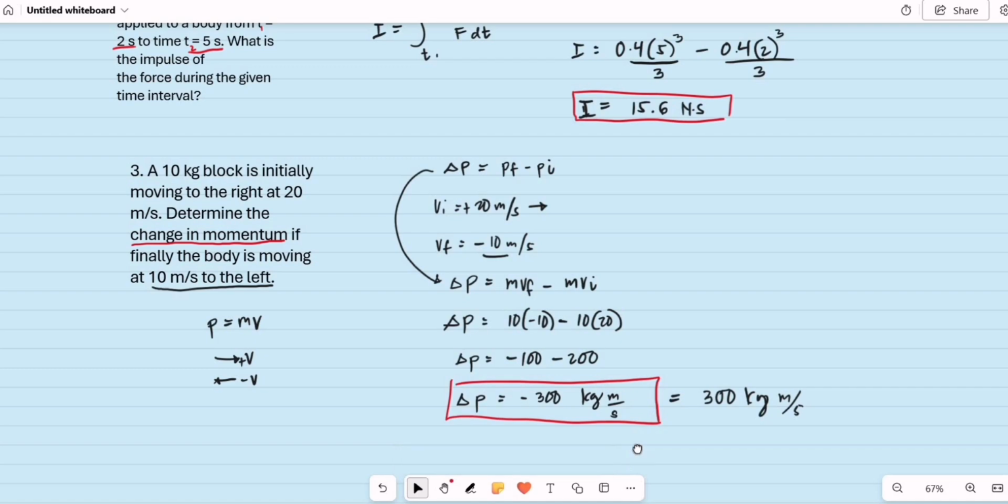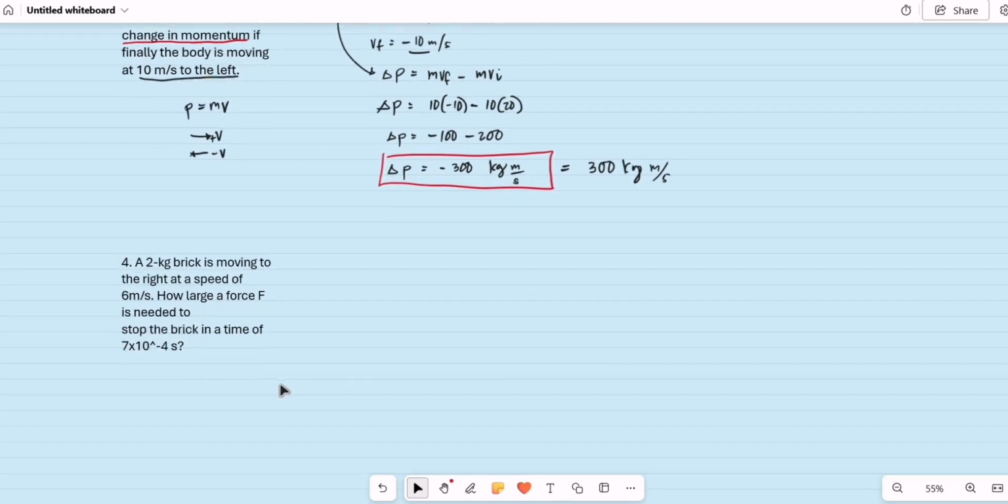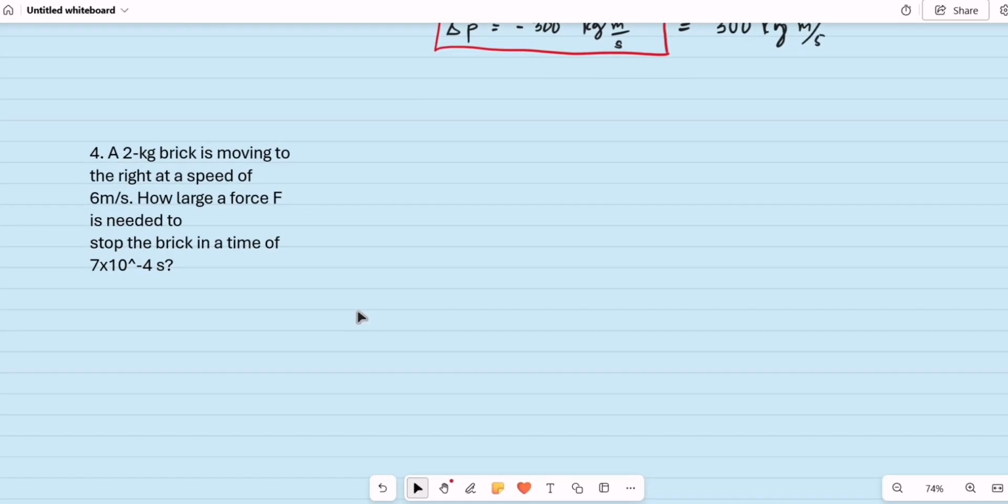Okay, so let's have an additional example, item number 4. Example number 4: a 2-kilogram brick is moving to the right at a speed of 6 meters per second. How large a force F is needed to stop the brick in a time of 7 times 10 raised to negative 4 second? So this is one example for the application of impulse is equal to the change in momentum.